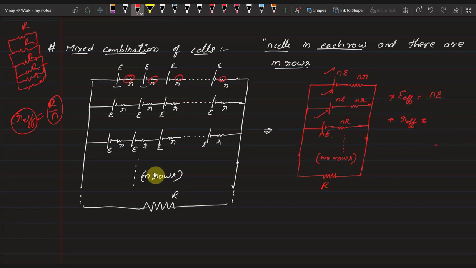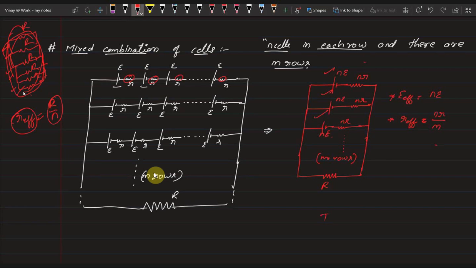Now see, here I have given m rows in parallel. So m rows in parallel means R by m. But what is the resistance in each row? nr. Therefore, this R can be taken as nr by m. We connected m rows in parallel, therefore effective resistance can be taken as R by m, where the R value in each row is nr.